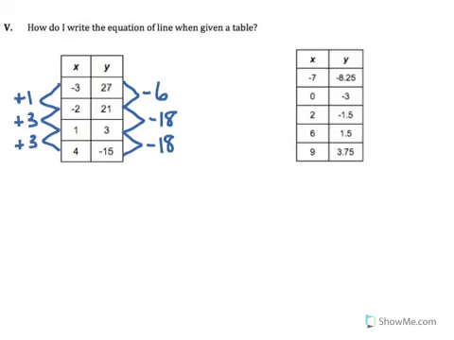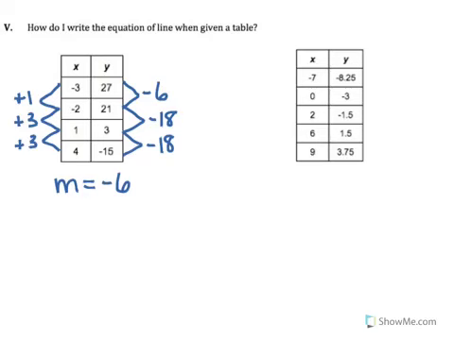So the first thing you want to do is make sure that all of your rises over runs are the exact same number. So let's talk through this. What is negative 6 divided by a positive 1? Negative 6. What is negative 18 divided by a positive 3? That's also a negative 6. So here I know that my slopes are the same, and I can go ahead and put that my slope, or my m, is equal to negative 6.